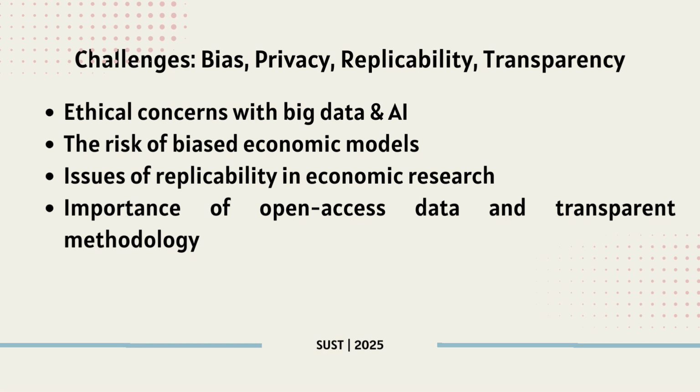An excellent example of the importance of open access data and transparent methodologies is Thomas Piketty's Capital in the 21st Century. What happened then? Thomas Piketty, a French economist, studied historical wealth and income inequality trends. Instead of keeping his datasets private, he made them open access, allowing other researchers to verify his findings and build upon them. Why does it matter?